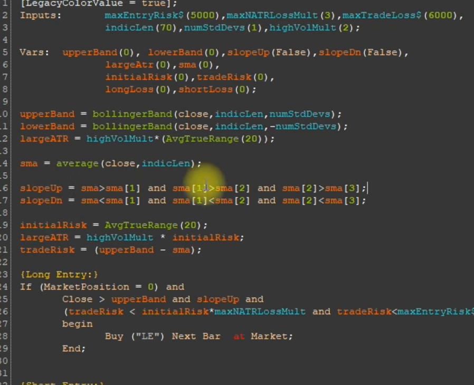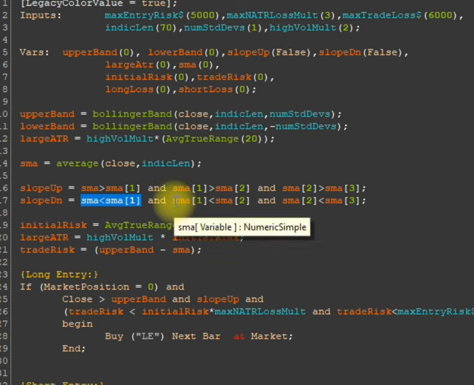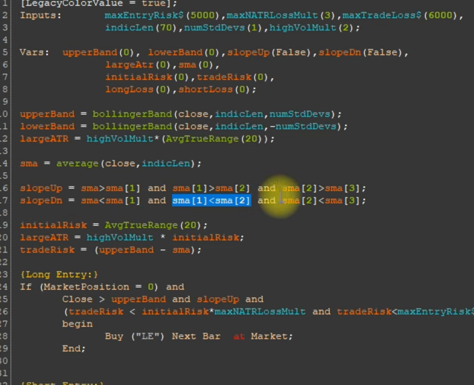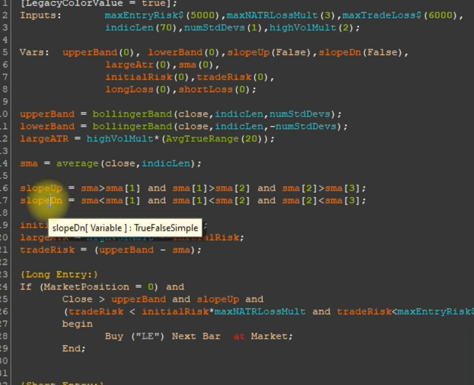If one of these is not up, then slope up will be false, because we're using and. They all have to be true for this to be true. Slope down is just the opposite. We're looking for a down tick in each consecutive simple moving average calculation. So these are Booleans; they're either going to be true or false.